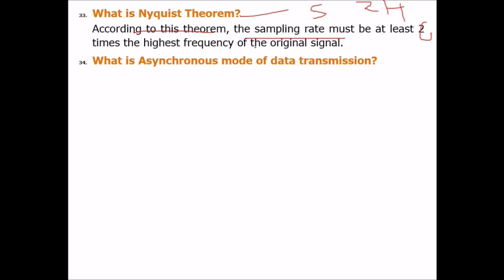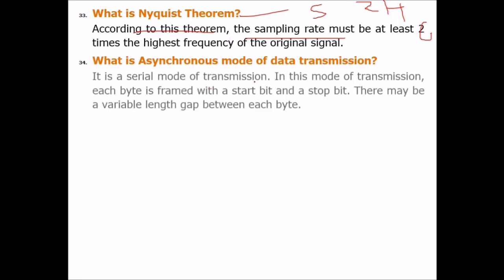What is asynchronous mode of data transmission? It is a serial mode of transmission. In serial transmission, we have asynchronous and synchronous mode. In asynchronous mode of data transmission, each byte is framed with a start bit and a stop bit. So there may be a variable length gap between each byte.